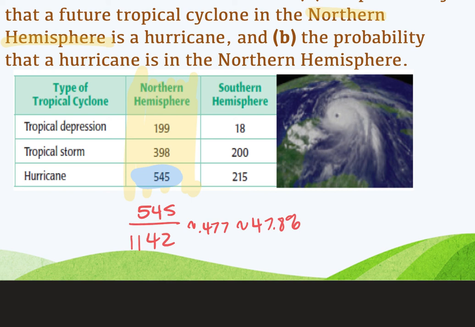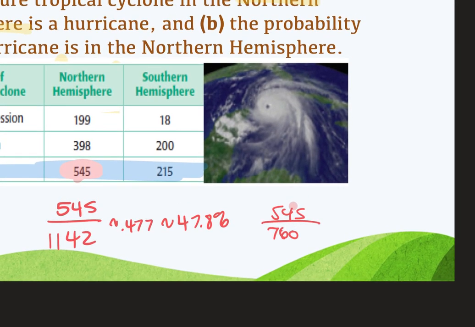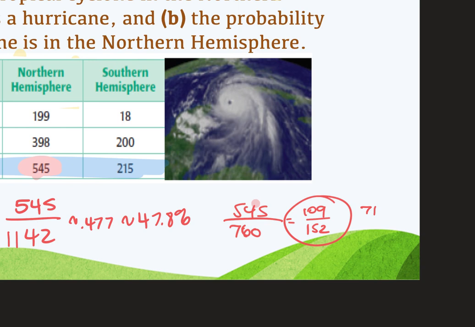And then B says the probability that the hurricane is in the northern hemisphere. So now we're saying it's a hurricane to start. And what's the probability that of those hurricanes it's in the northern hemisphere? This would be 545 again out of the 545 plus the 215, 760. And then I can reduce this. Divide by 5. This would be 109 over 152. Or in decimal or percent form would be 71.7% or 0.72.